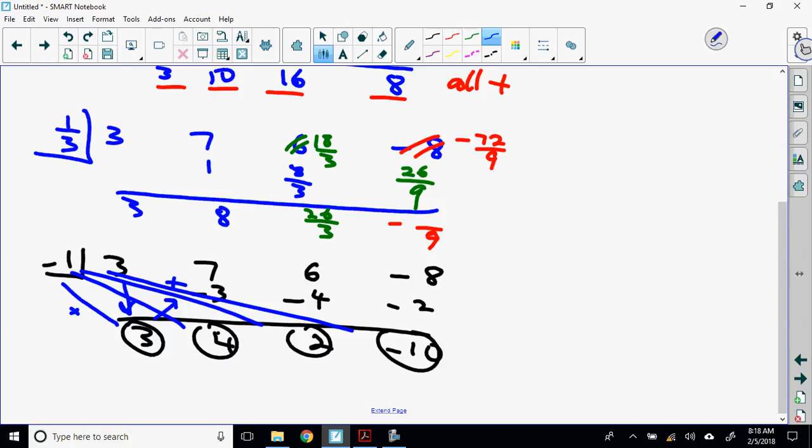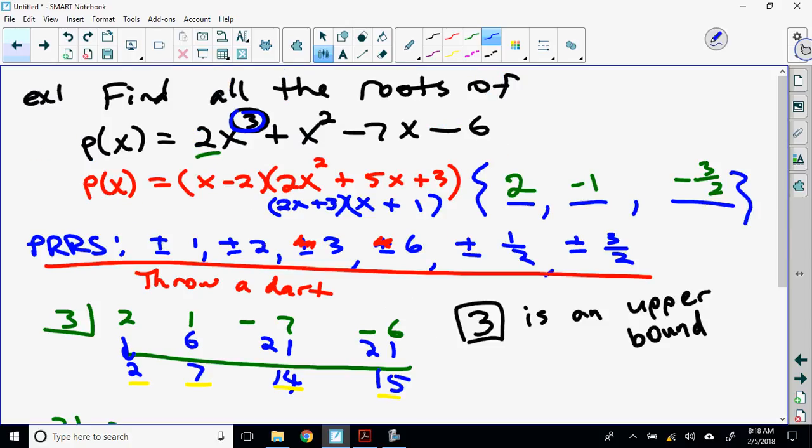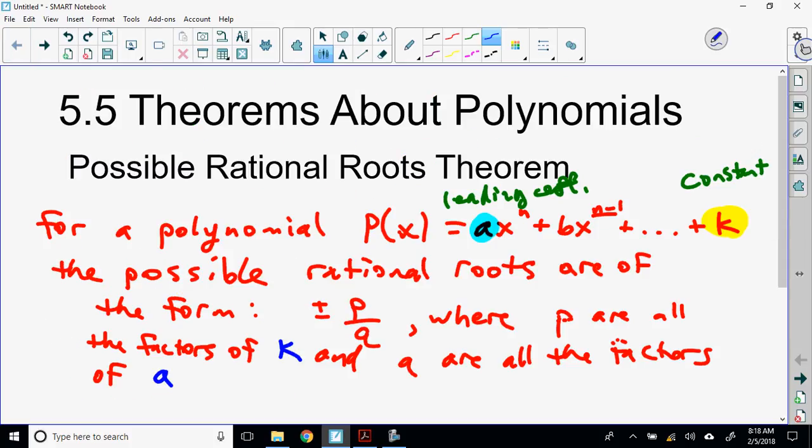So a terrific question. The question is, what happens if this is on our quiz and we can't find one? Well, what did we say at the very beginning of this theorem? It's possible. It's called the possible rational roots theorem. It's not a guarantee. It doesn't say that one of these is guaranteed to be a root of this. That's not what it says. It says, if the polynomial has any rational roots, it will be one from that list. But it doesn't guarantee that there's going to be one.